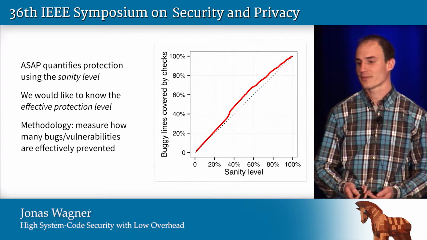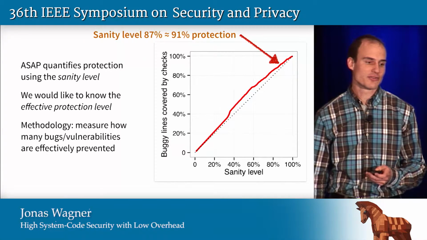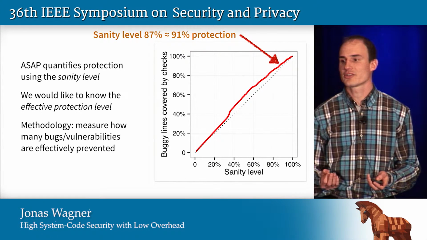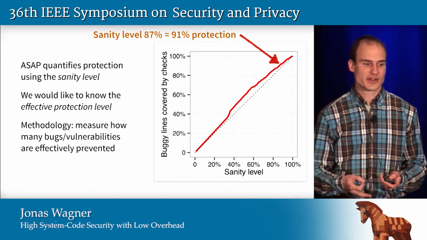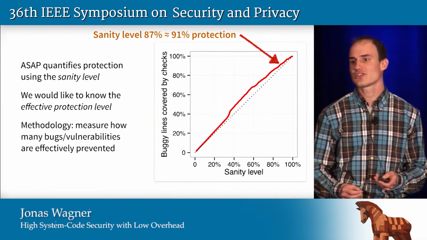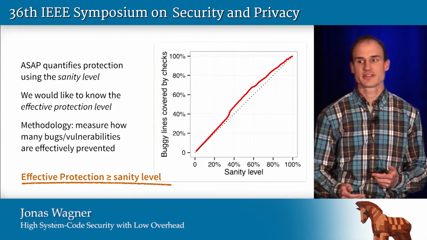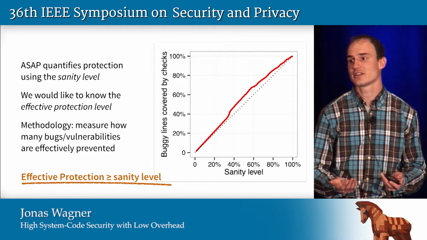Here are the results. For example, you can see that at a sanity level of 87%, effectively 91% of the bugs are protected. More generally, the red line that shows the effective protection is always above the diagonal. So this means that the sanity level is a lower bound on the effective protection that users can get.